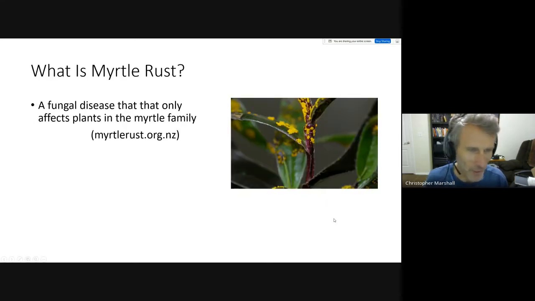Okay, so what is myrtle rust? The government of New Zealand tells us that it is a fungal disease.